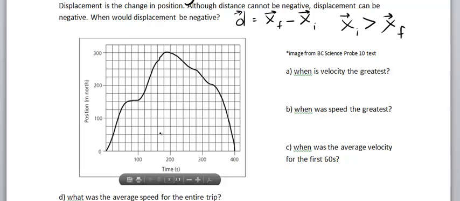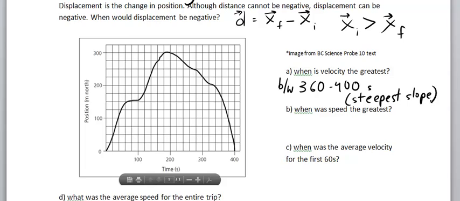So looking at this graph, when is velocity the greatest? Well, we said that the slope is the velocity. So where is the slope the steepest? Well, this looks pretty steep over here and here, but I think the steepest part is right in here, sort of between about 360 and 400 seconds. That is what I'm looking for there, the steepest slope, because the slope is the velocity.